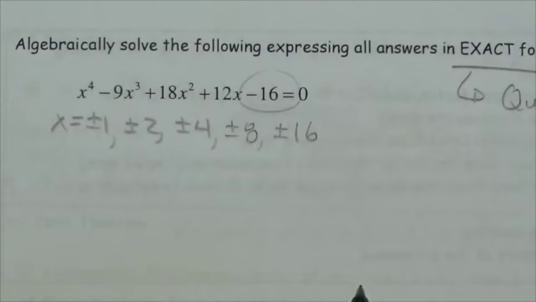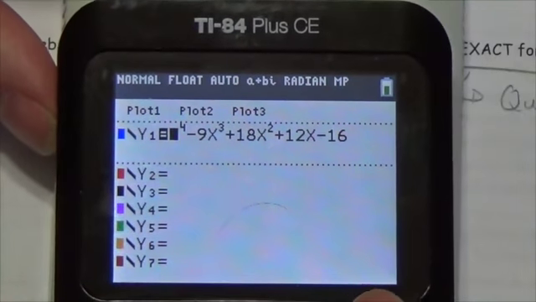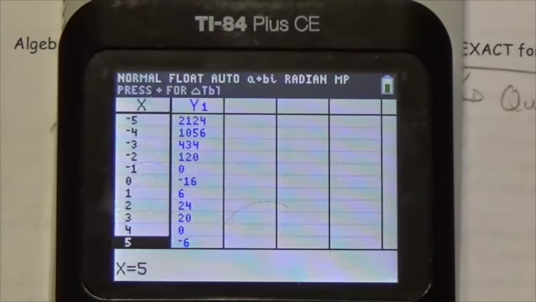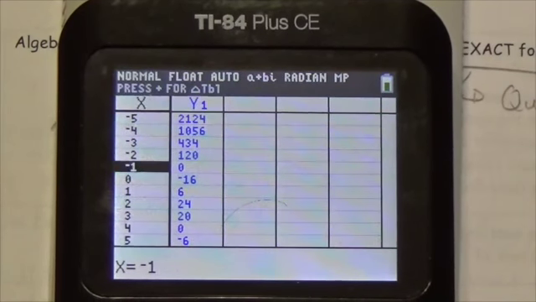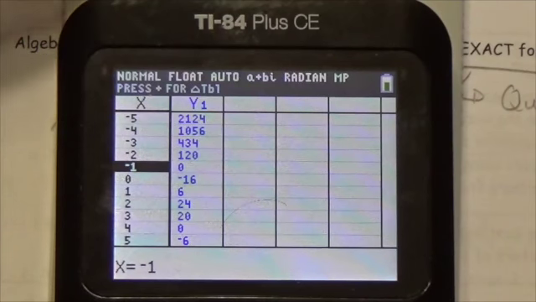Okay, so now I'm going to be lazy. What I'm going to do, and I've already done this, is go to the calculator and enter our equation into y equals. Now I'm going to go to my table of values and start looking for a 0 here. Now notice when x is equal to negative 1, I get a 0 popping out. Okay, that's a good sign.